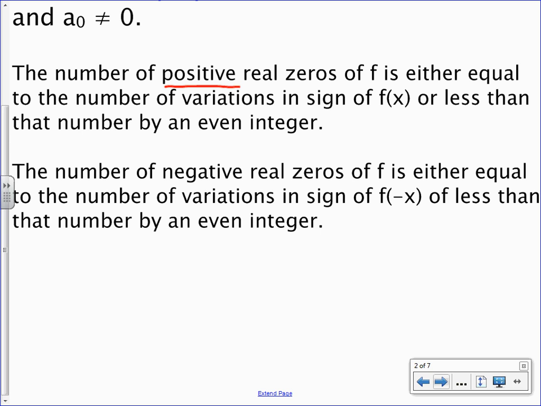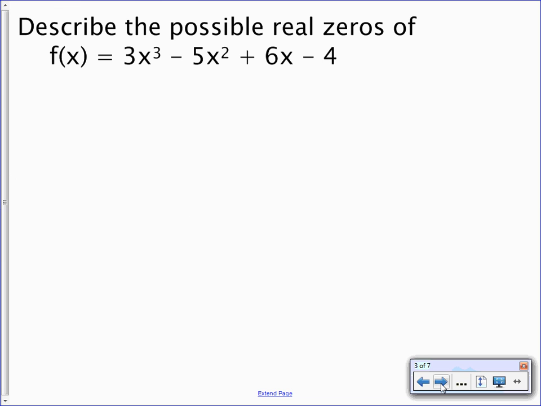Now, right now, it doesn't sound all that helpful, but it really is, okay? So we're going to do an example, and we're going to see how this can actually help us narrow down what zeros we should try, okay? Or what possible zeros we should try. Are you ready? Here we go. Write this down. F of x is 3x cubed minus 5x squared plus 6x minus 4.